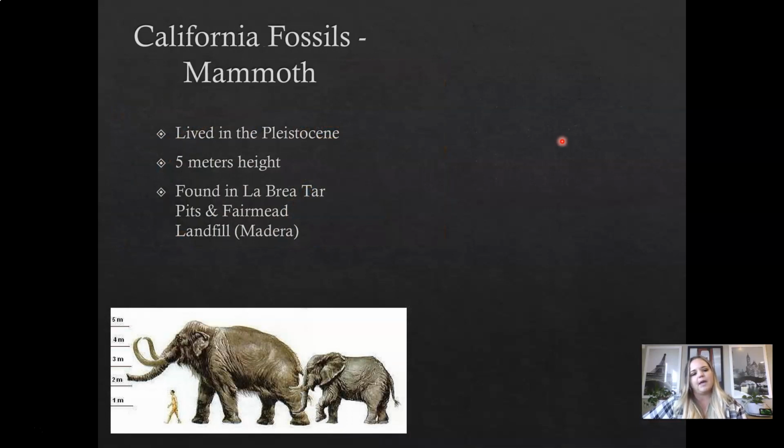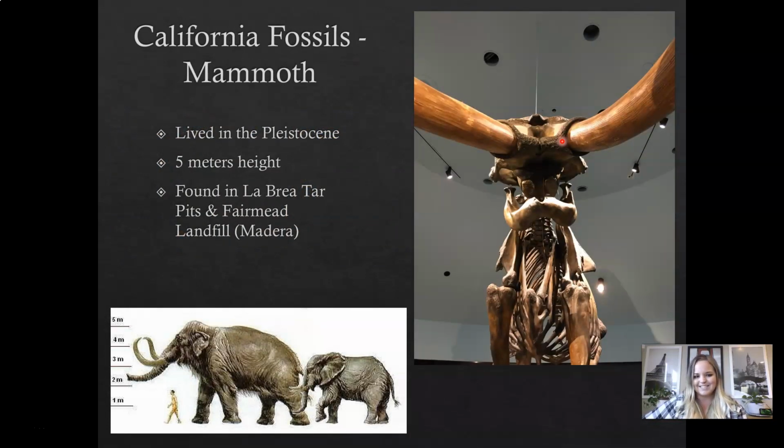Then we have the mammoth, which lived in the Pleistocene. It stands about 5 meters in height. It's very large, much larger than your African or Asian elephant. And they're found a lot in the La Brea tar pits and the Fairmead landfill in Madera.